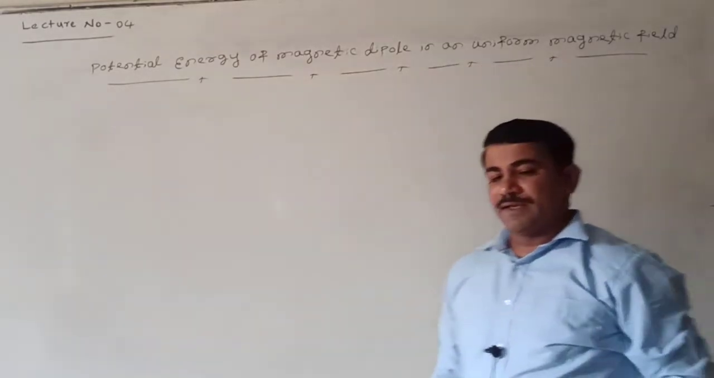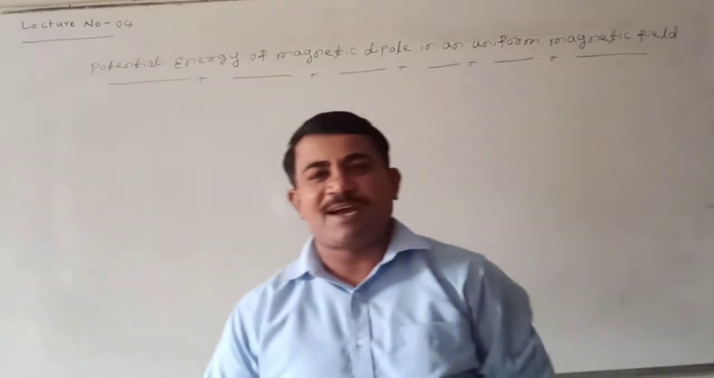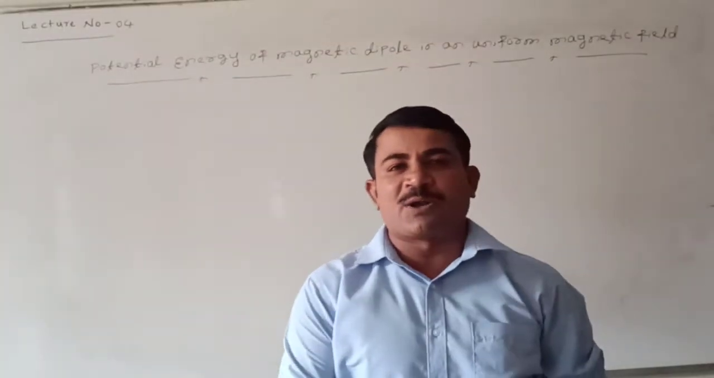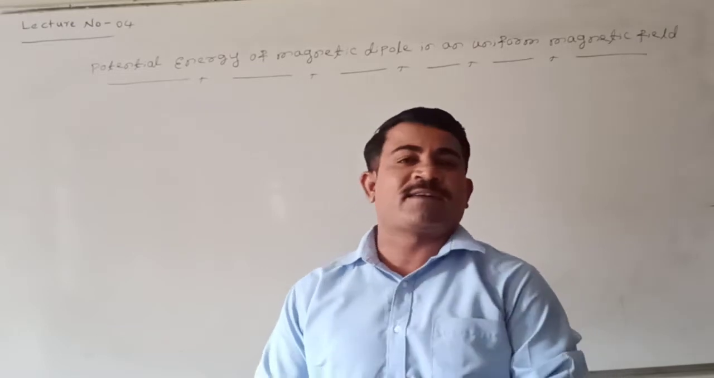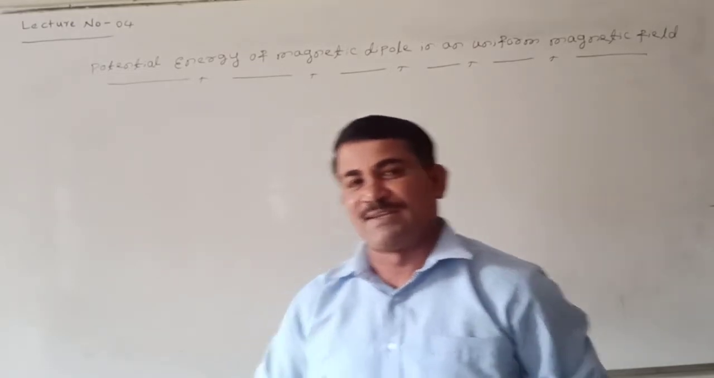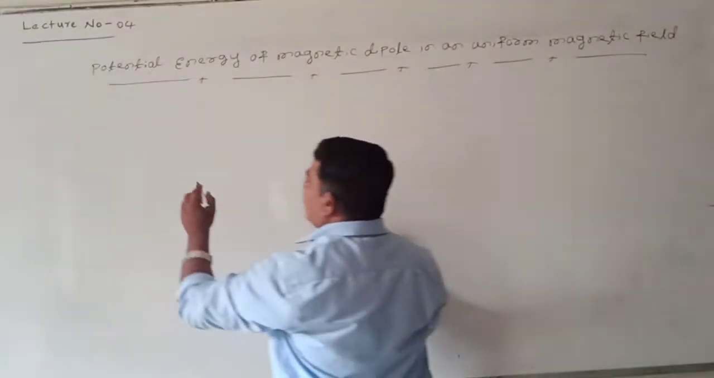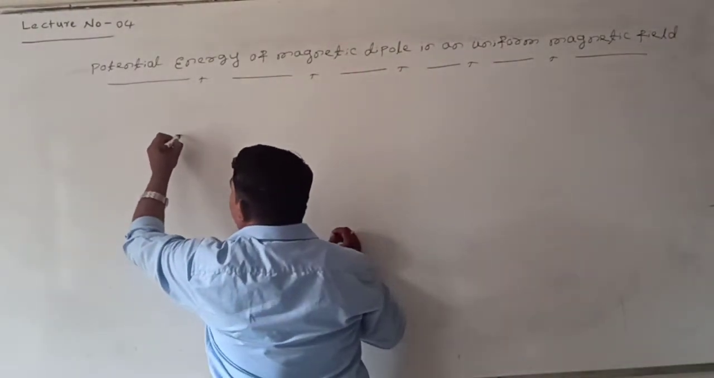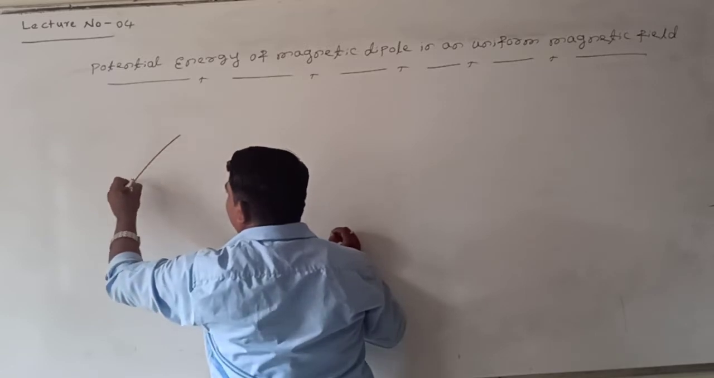Right. So here, initially we will take a magnetic needle or you can take a bar magnet. That magnetic needle or bar magnet is placed in a uniform magnetic field. That we will see. So here, shall I take a magnetic needle? I will take a magnetic needle like this. See here, this is the magnetic needle.